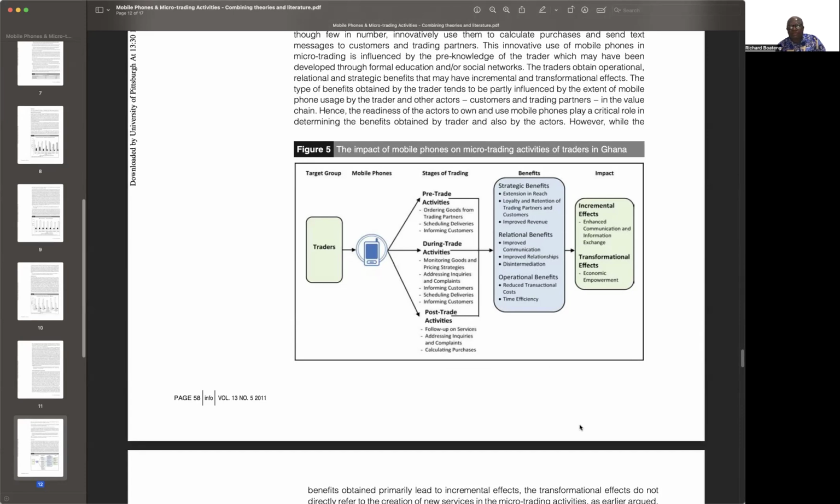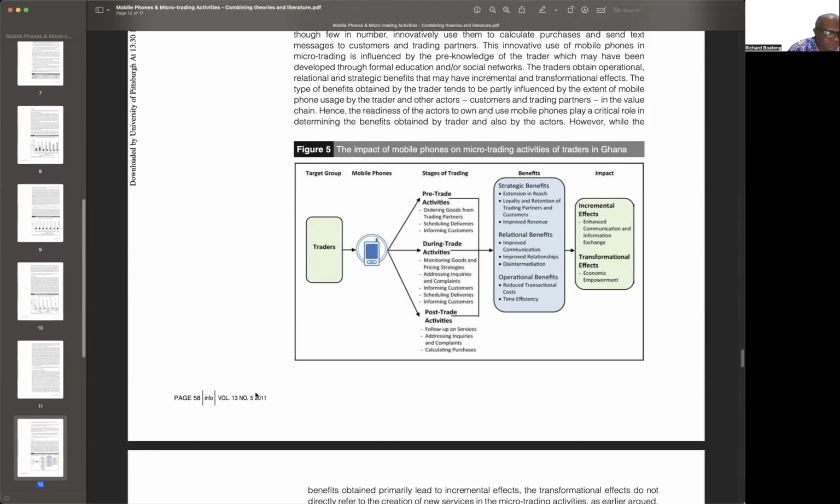And in the type of impact, instead of having three impacts, we have only two: incremental effects and transformation, because that's what the data could tell us. So now this is a revised model based on what we had earlier. And this is what is being contributed by the paper, that we have been able to establish a relationship between mobile phones and micro traders.